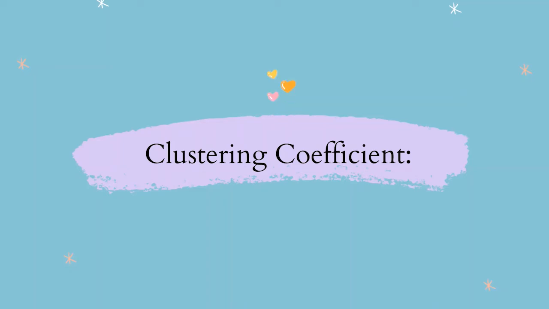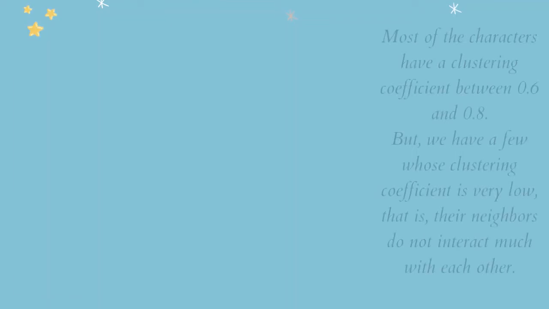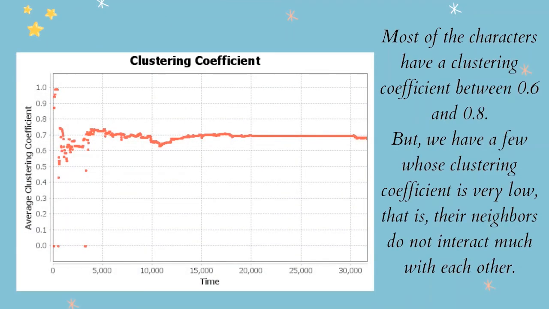Clustering coefficient. Most of the characters have a clustering coefficient between 0.6 and 0.8. But we have a few whose clustering coefficient is very low, that is, their neighbors do not interact much with each other.